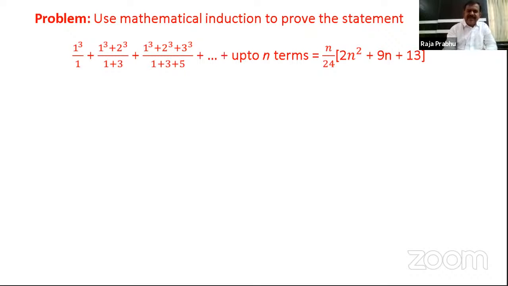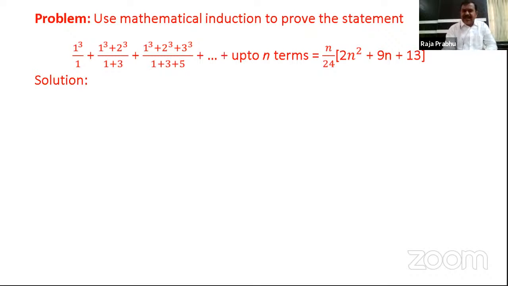You see children, the denominator of the first term is 1. The denominator of the second term is 1 plus 3. The denominator of the third term is 1 plus 3 plus 5. Here I am explaining orally to observe. Children, you concentrate on the problem and also attend my explanation here.